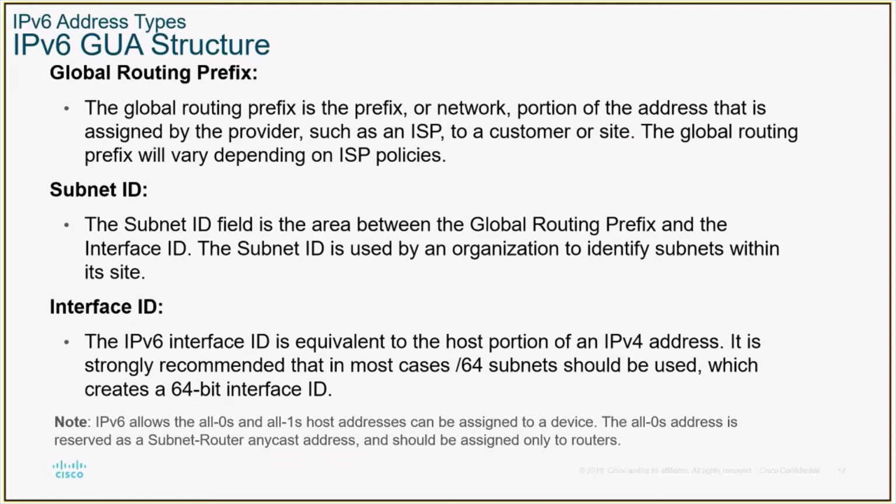Now IPv6 allows the all zeros and all ones host addresses to be assigned to a device. The all zeros address is reserved for the subnet router Unicast address and should be assigned only to routers.